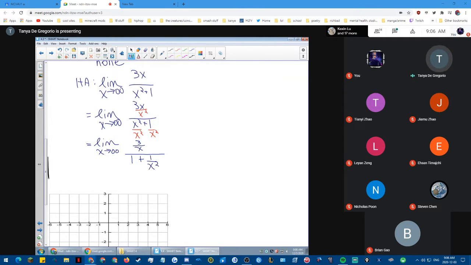What can I conclude from here? 0. Yeah, good. This approaches 0, and so does this. And 0 divided by 1 is 0. So that means we have a horizontal asymptote at y equals 0. Good. Now, critical points.